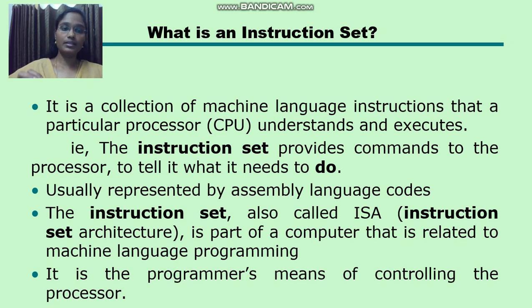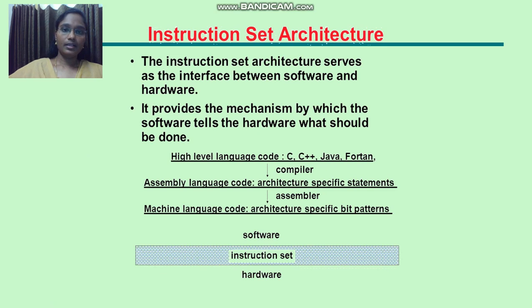Here this is the programmer's means for controlling the processor, because the processor could understand only the machine level language, that is zeros and ones, but the human could understand human language. So in between, we need some assembly language code so that the programmer could control the processor. And this instruction set architecture acts as an interface between the software and the hardware.